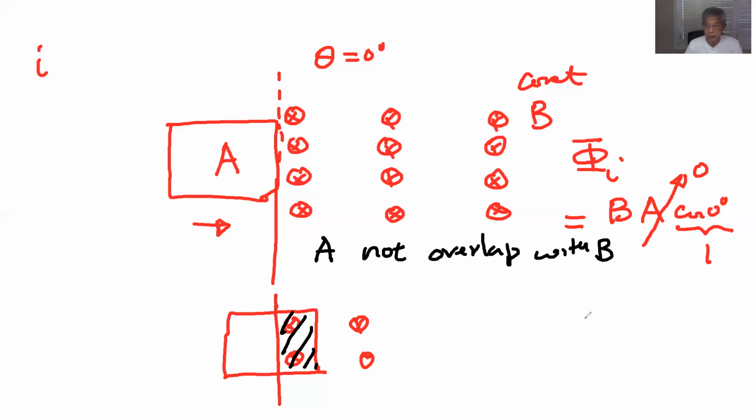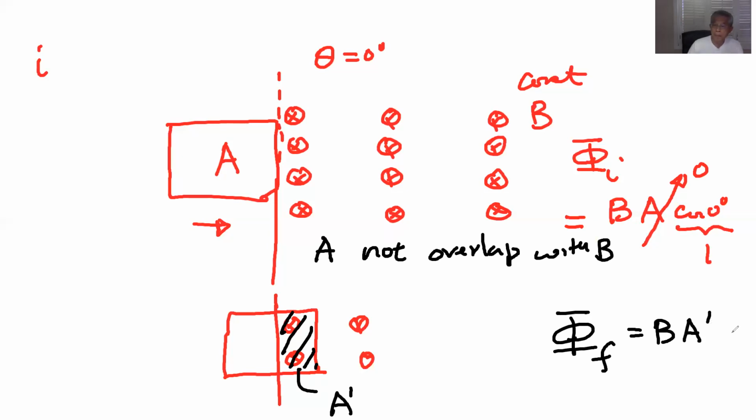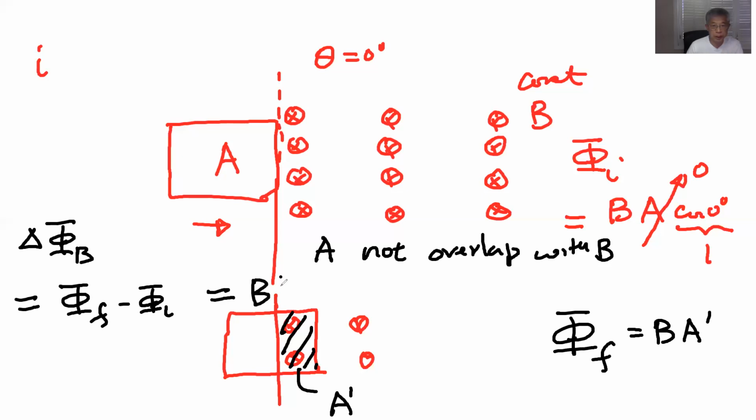This area is increasing here. So the flux phi F is equal to B times this smaller area a, which we can call A prime. So we got this A prime right now, and that's still cosine 0 degrees. So the change in flux, delta phi B, is increasing, and that's equal to phi F minus phi I. In this case, this is equal to B A prime minus 0, so that's equal to B A prime.